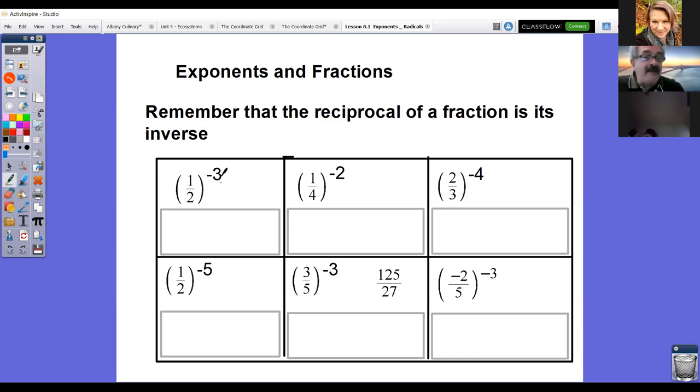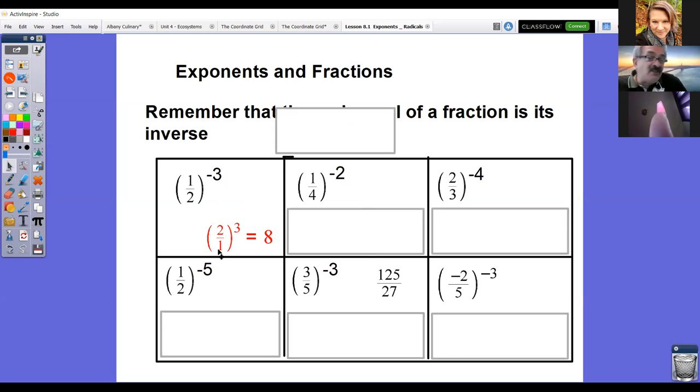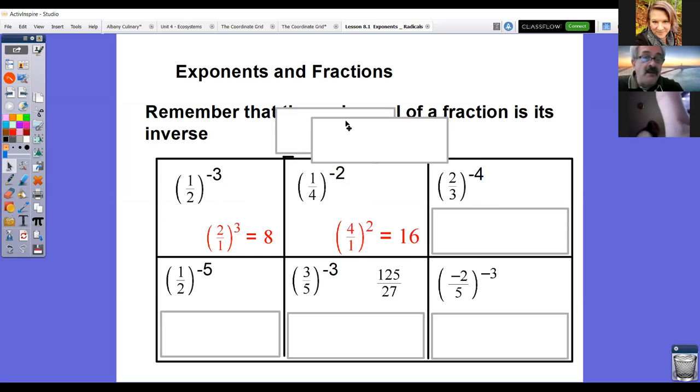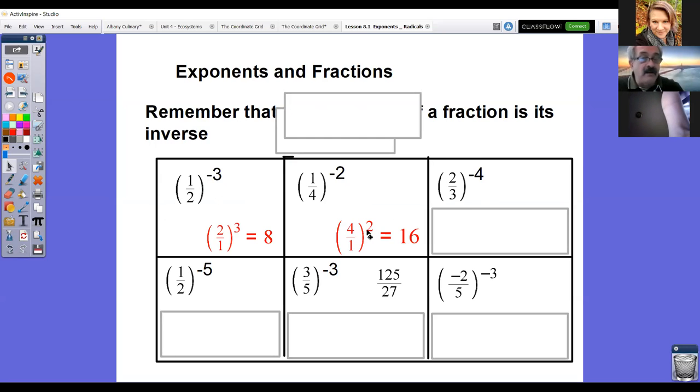All right, so you have 1/2 to the -3. So what we're going to do is flip it, 2/1 to the +3, and 2/1 is the same thing as just 2, so 2 to the 3rd power is 8. All right, so these are all going to be the same that way. 1/4 to the -2. Remember that exponent is applying to everything inside the parenthesis. So that's going to be 4/1 squared, which would be 16, because 4 squared is 16, 1 squared is 1. 1 times 1 is 1.